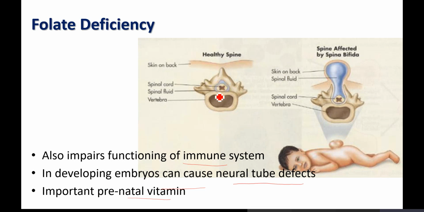So this is a healthy spine. You see the skin on the back, the spinal cord, the spinal fluid, and the vertebra. But because of the deficiency, the spine is affected by spina bifida. Then the skin on the back, you see the neural tube defect that is connected to the spinal cord. This is a very dangerous condition.